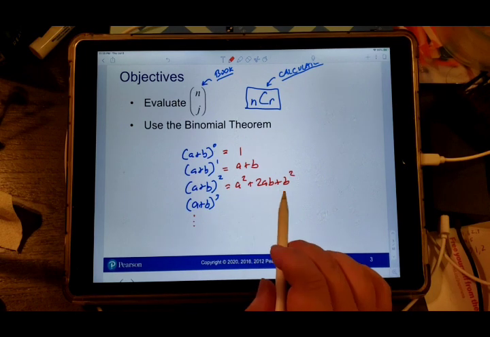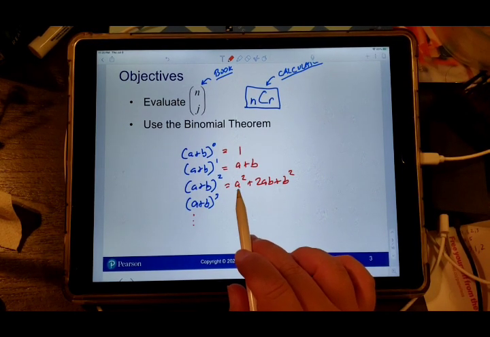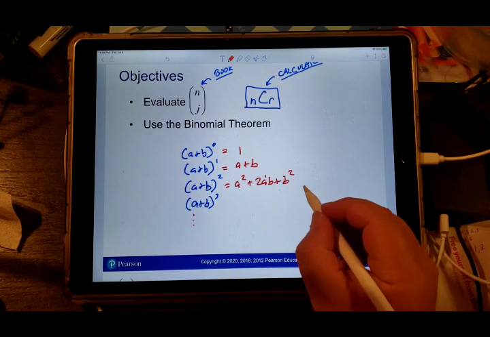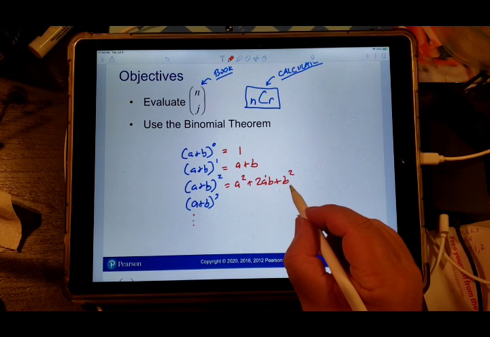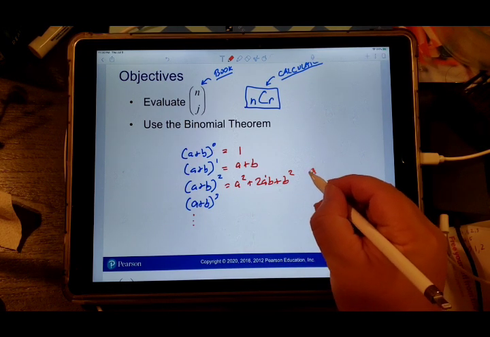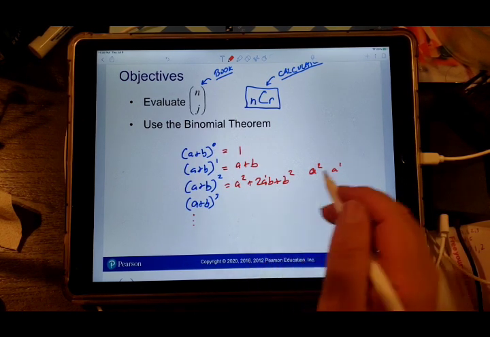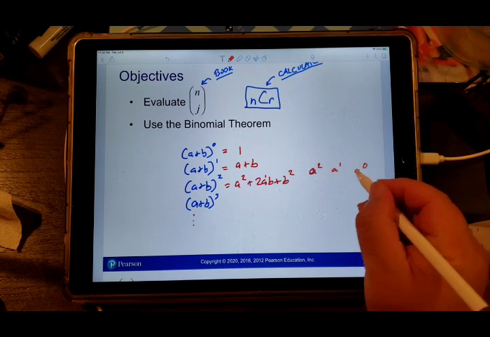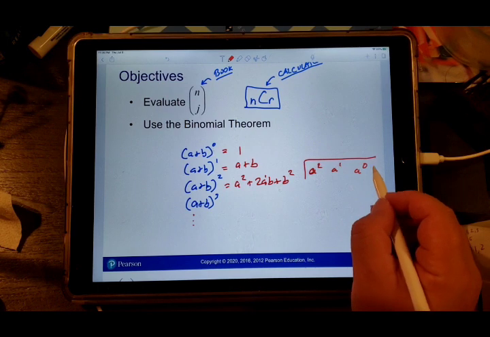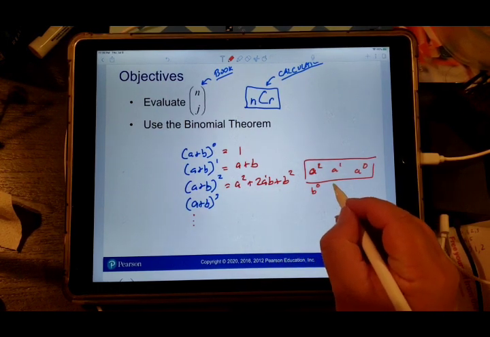There's a whole bunch of patterns forming here. Notice how a goes from squared to a to the first to essentially a to the 0. So the pattern for the a's goes like this: 2, a to the 1, better known as a, and a to the 0, just an invisible 1. So that's a pattern. There's another pattern for the b's. It's the opposite pattern.